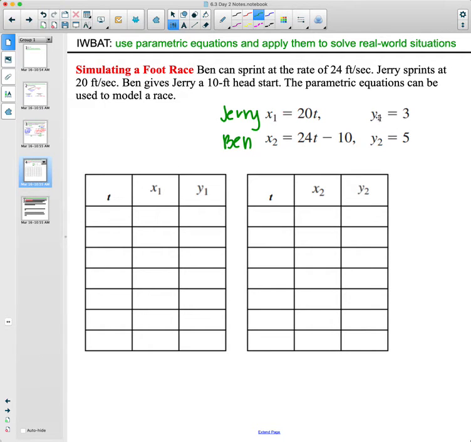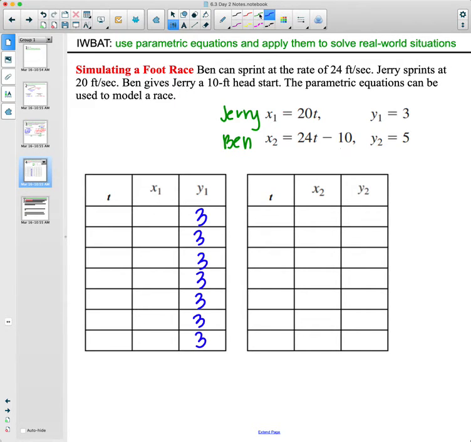So this is talking about how we would type this in our calculator. In this first race, so that they aren't on the same spot on our graph, we're going to put all the Y values of this first one of Jerry at 3. This is just to get it in the correct position on your calculator when we type it out.